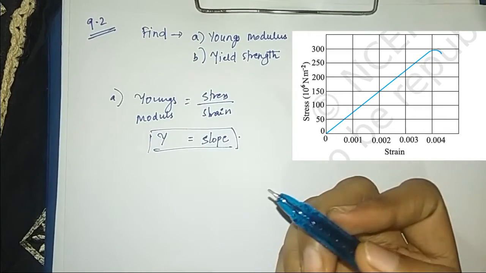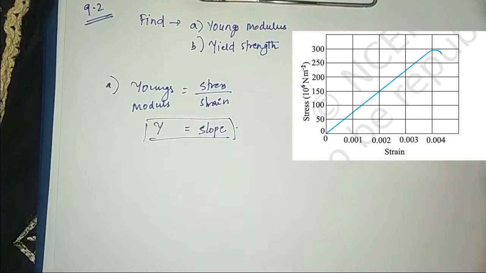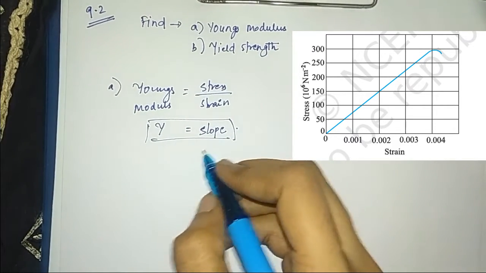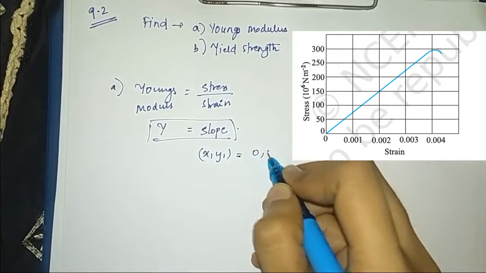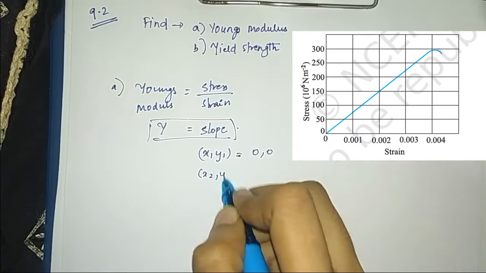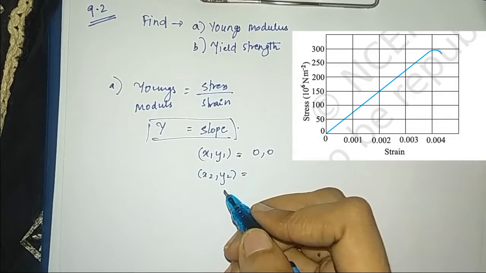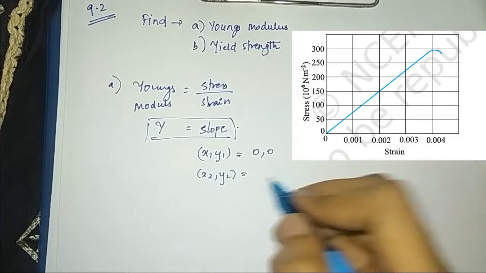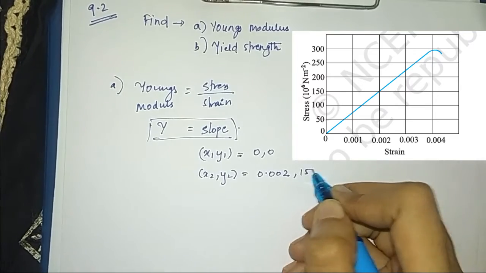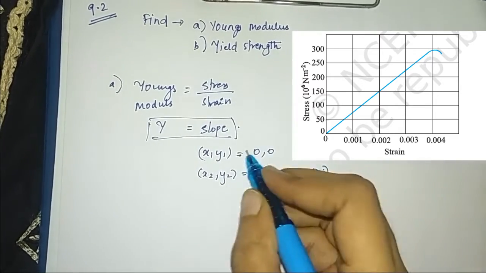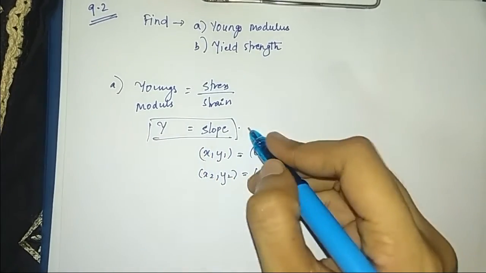Okay, so for calculating the slope, we need two points where we know the coordinates pretty well. I'll choose (x1, y1) first to be (0, 0). Then the next point can be chosen where you know the coordinates accurately, so you need not approximate it. For that I'll choose 0.002, 150. So remember one thing, that the Young's modulus is the slope, but slope in which part?